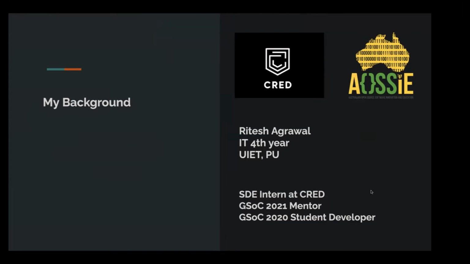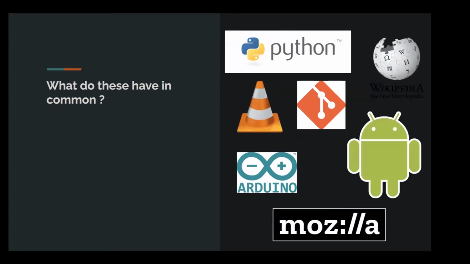Okay, so I was a GSoC community mentor at Aussie. I was mentoring a project that was an Android project, that is Agora Android. We are going to launch it soon in Play Store, right? And I was the GSoC community student at Aussie, but that project was on React Native. That was carbon footprint.